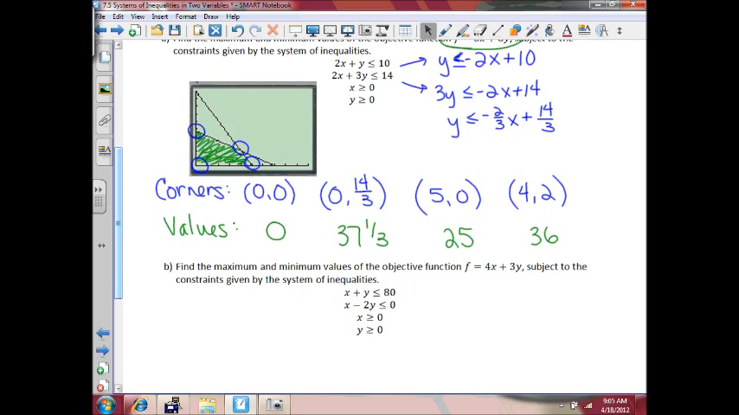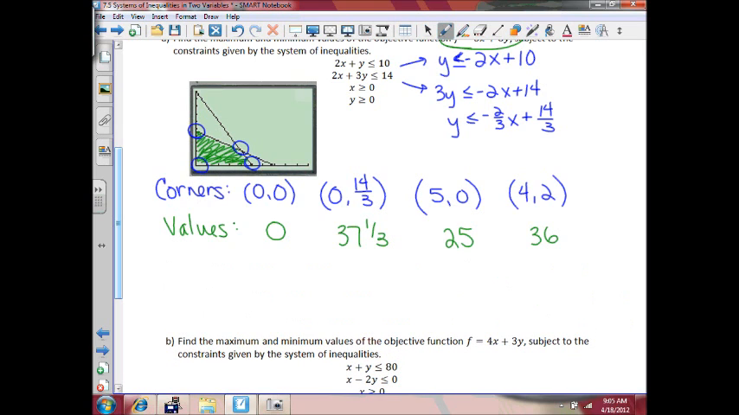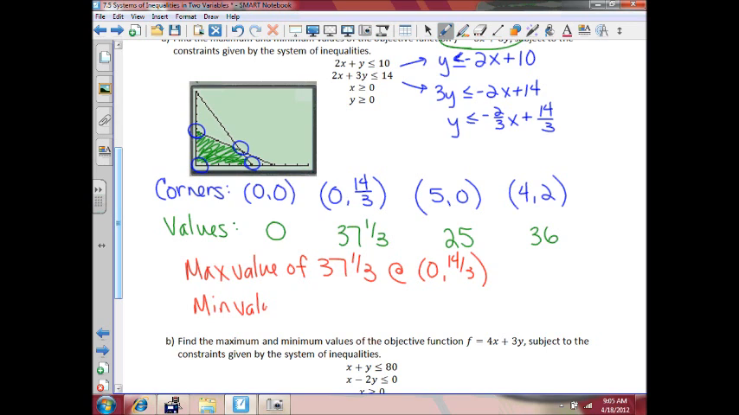So what is my maximum, what is my minimum? Well, I'll have a max value of 37 1/3 at the point 0, 14 thirds. Min value of 0 at 0, 0. Now this will make a little bit more sense once we get into example 7. When we're trying to find actual parts to a problem, it'll make a lot more sense.